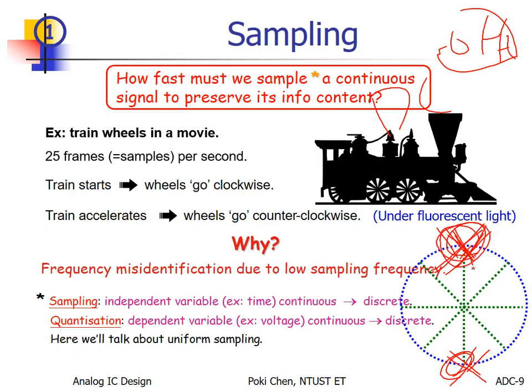So the wheel will look like it is standing still. No movement at all. Okay? So it explains the theory beyond sampling frequency. Beyond sampling frequency, 50% of sampling frequency.